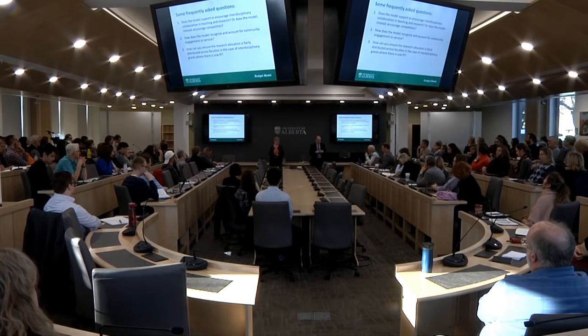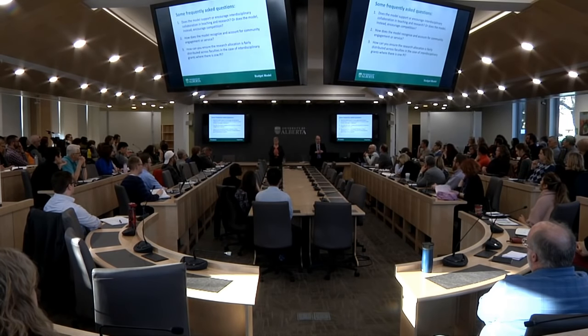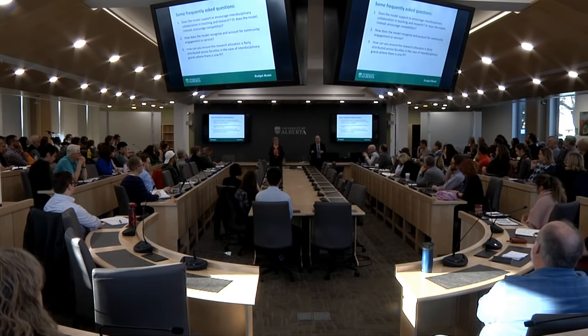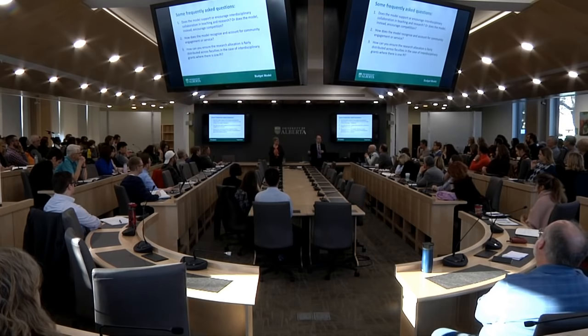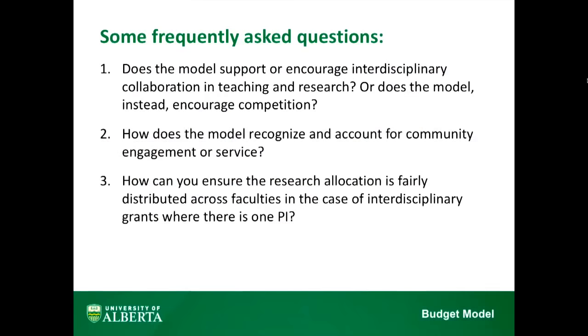Third question that comes up fairly often is around the research allocation. So if you have a multi-investigator grant, and those investigators sit in different faculties, the activity, the cost to support the activity of the research will be felt in different faculties. Under our current system of accounting, only one faculty would claim that grant in their revenues. So that is a problem.